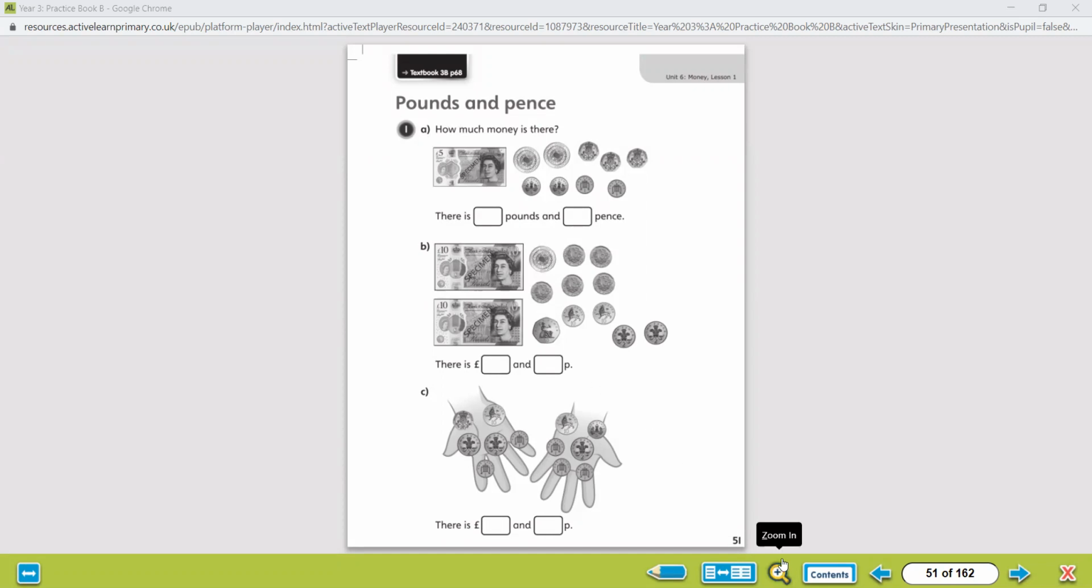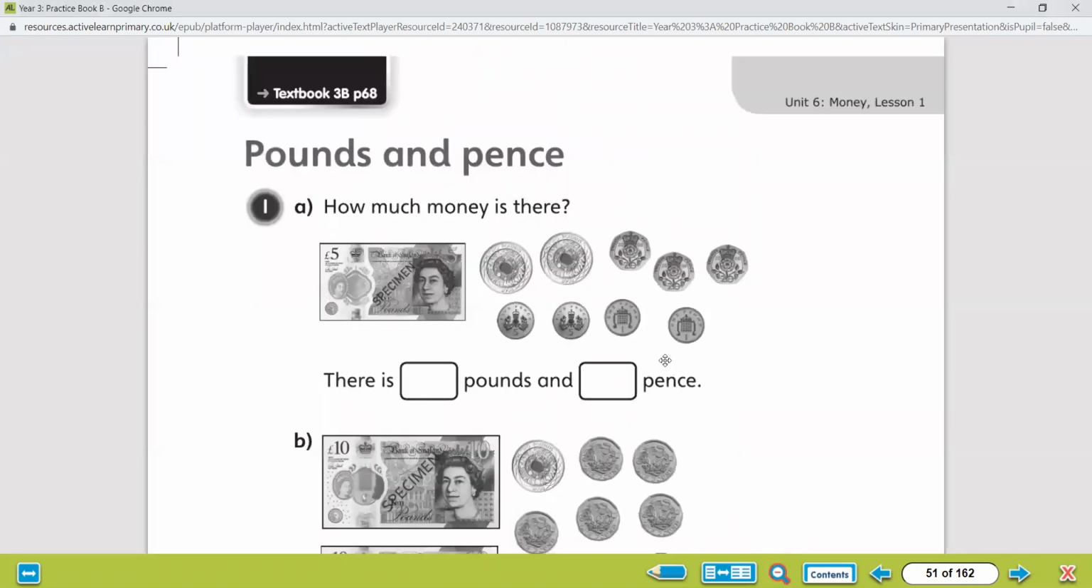So let's have a look at question 1. Question 1 says, how much money is there? And remember, we're going to do exactly like we did yesterday. We're going to add up the pounds and then add up the pence. So our model question 1A.